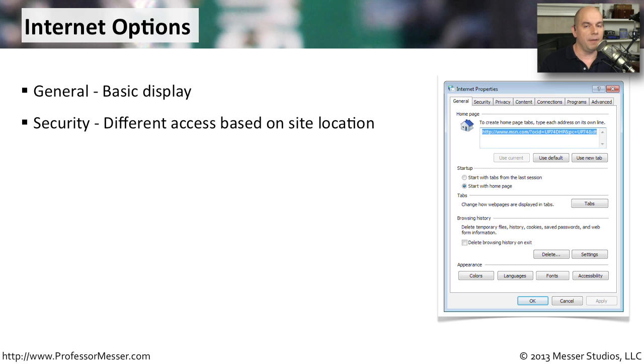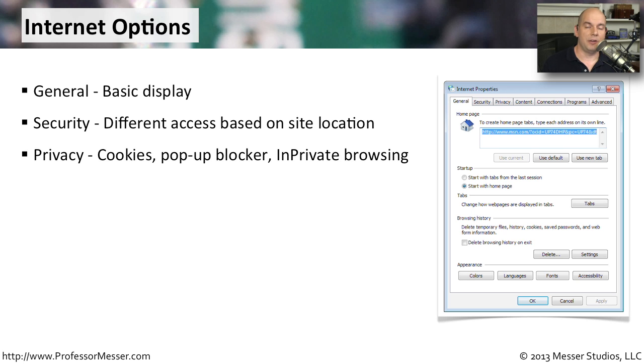If you are on a public network, maybe you don't want to download any ActiveX plugins, but maybe when you're at home you do. You can configure that under the Security tab. The Privacy tab allows you to configure how personally identifiable information might be stored, or information that can track you as you move from website to website.